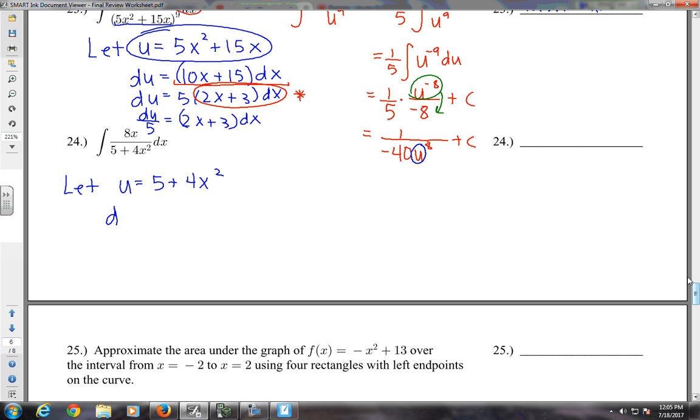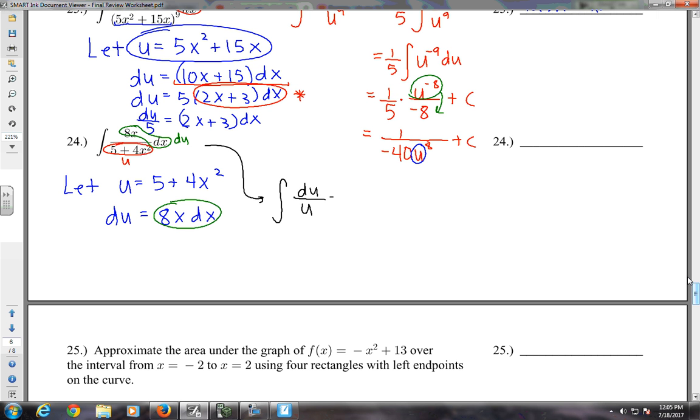Remember, as soon as you make your choice for u, differentiate both sides of this equation. Left side will always be du. On the right side, we get 8x dx. Now this one's a little easier. The denominator is going to be rewritten as u. And notice my leftovers, 8x dx, match this exactly. So that part will be replaced with the u. It's almost like we're making two substitutions here. So our new integral in terms of u is du over u.